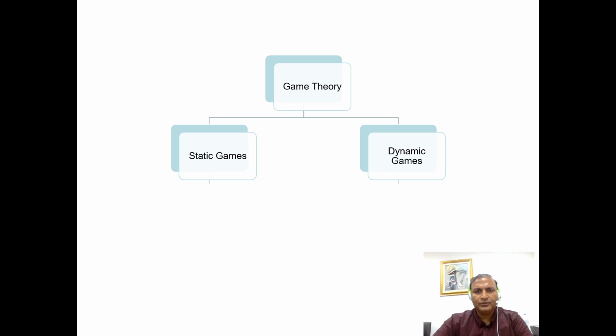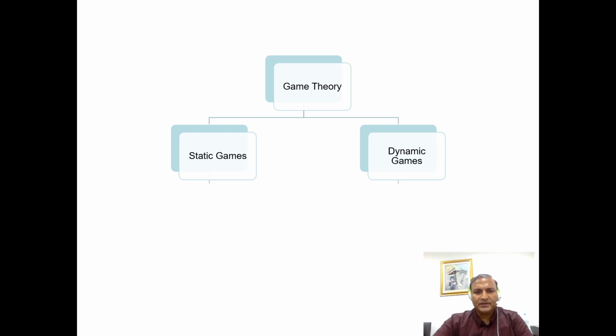So basically, we can divide game theory into two main branches. One is the static games, and the other one is the dynamic games. In static games, the players have to choose their actions simultaneously, whereas in dynamic games, the players choose actions one after the other, which means that player 1 takes the action and then player 2 looks at the action taken by player 1 and then he decides about his action.